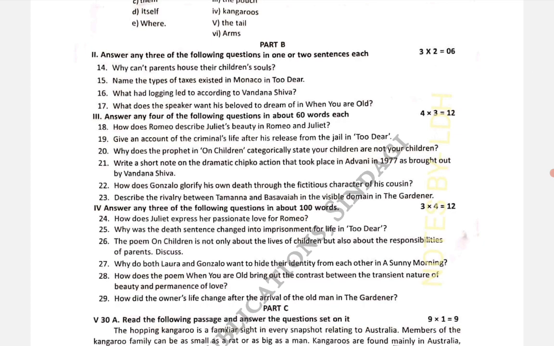Next, third question. Answer any 4 of the following questions in about 60 words each. It will carry 3 marks. So you have to write 4 question answers.